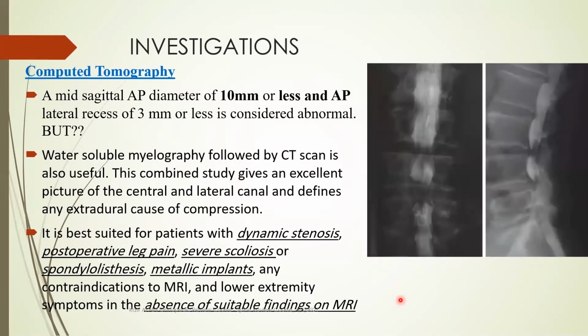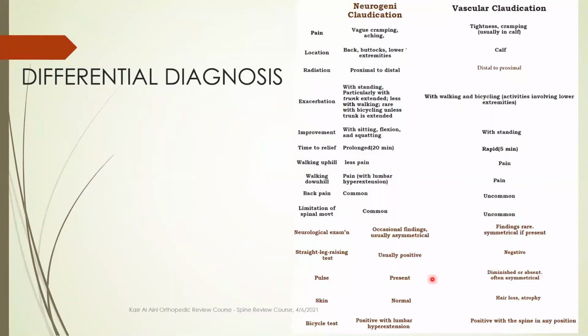Computed tomography, by making water-soluble myelography followed by CT, is very helpful in some situations like dynamic stenosis, failed back or recurrent stenosis, severe scoliosis, metallic implants, or other contraindications to MRI. You can see the interruption of dye in this cut.